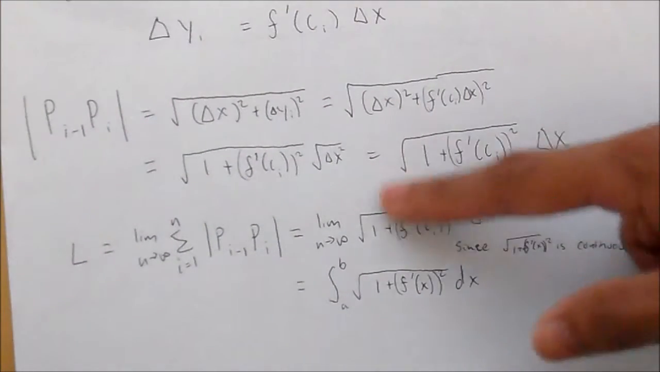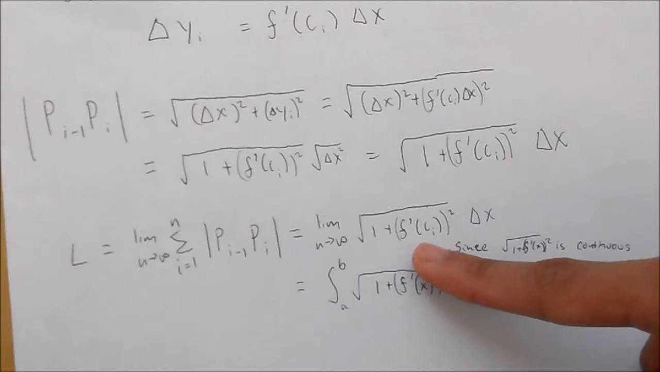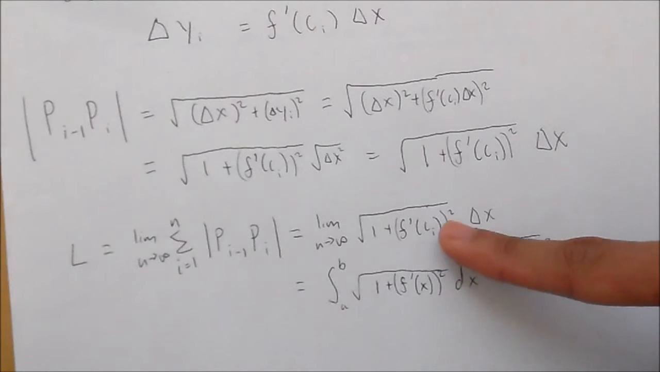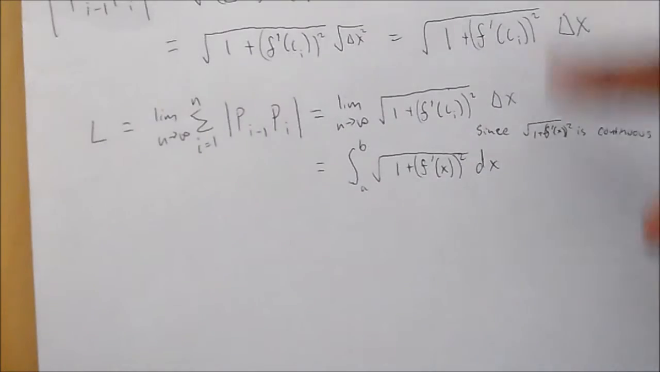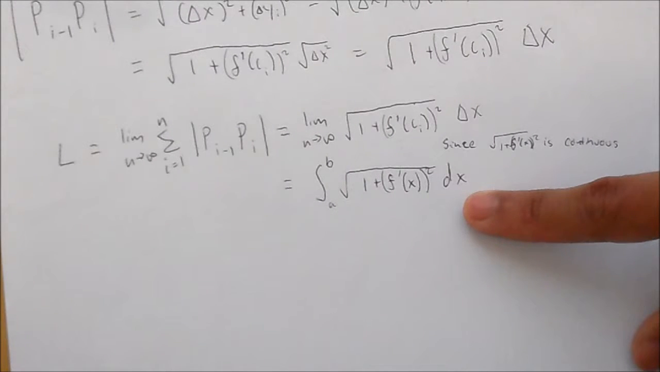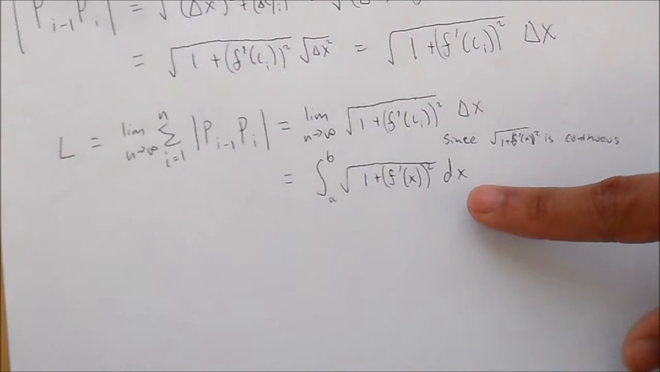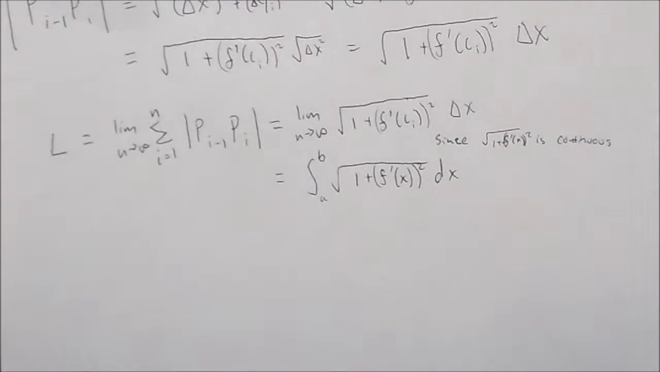And now if you look at this, it looks oddly similar to the form of a definite integral. And since the square root of 1 plus f prime of c squared is continuous, then you can write this as a definite integral, and that's the integral from a to b of the square root of 1 plus f prime of x squared dx.